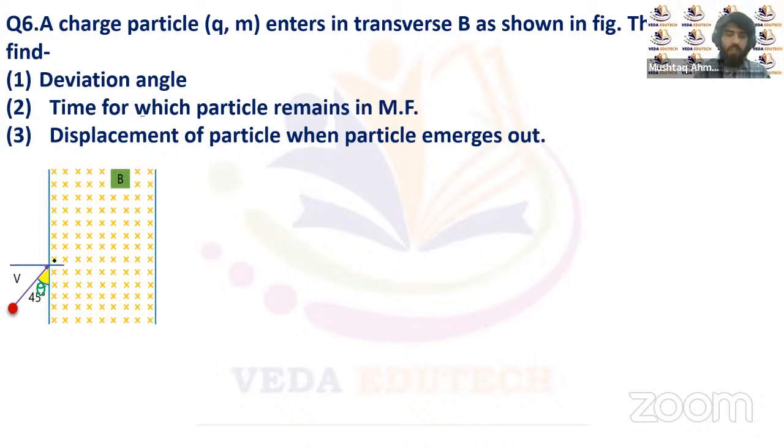Once this charged particle enters the magnetic field, it will experience magnetic force, and because of that magnetic force, the particle will try to move in a circular path, and the path will be like this. At this point, the particle will escape the magnetic field once again. The particle will not complete the circle. It will escape the magnetic field from this point, and once again it will make an angle of 45 degrees here.